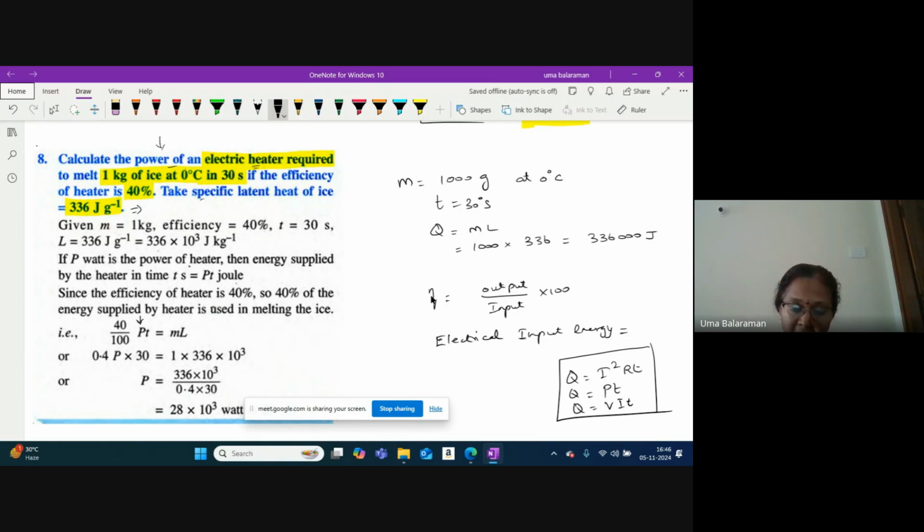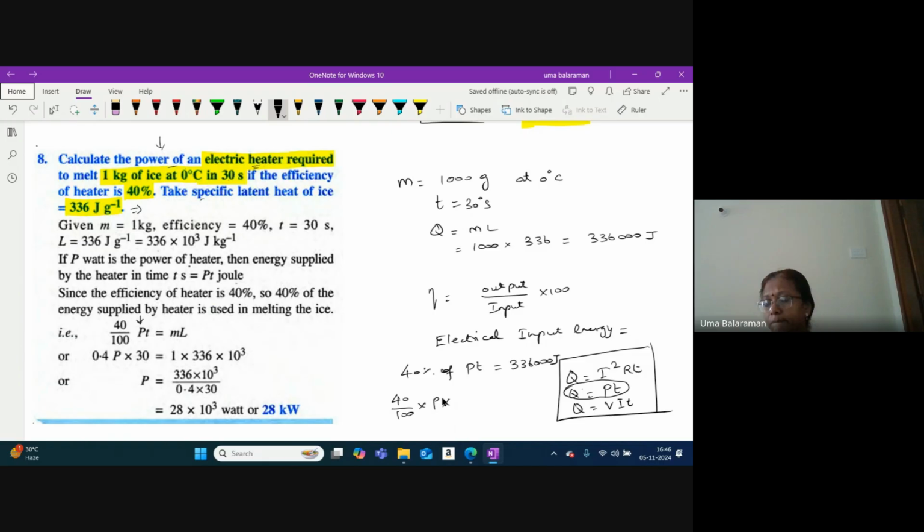Okay, so we are taking this electrical energy. 40% of that energy is converted. So 40% of electrical energy is equal to 336,000 joules. So input energy, 40% of that is the output. Input energy is the power times time, and the output energy is this much.